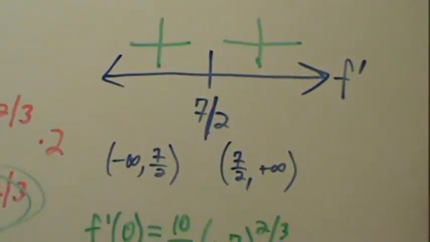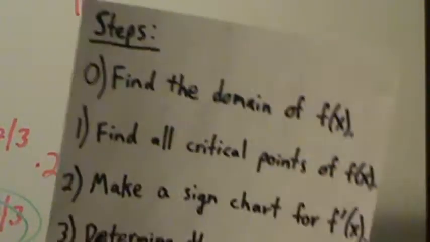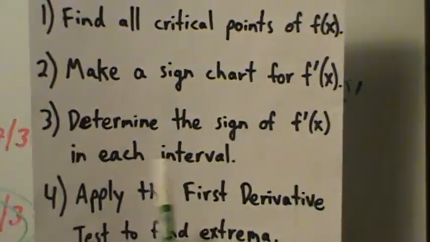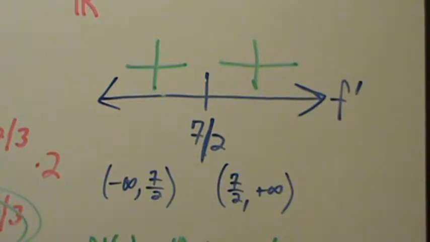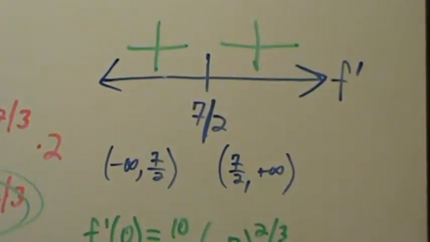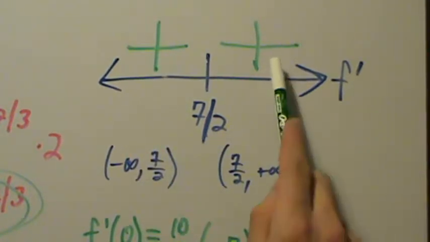So anyway, what does this mean? Well, we do have a critical point here, but f prime is positive on both sides. So anyway, that was it for step 3, determine the sign of f prime of x in each interval. Now we apply the first derivative test to find the extrema. So when we apply the first derivative test, we see, okay, first derivative is positive in this interval, first derivative is positive in this interval.